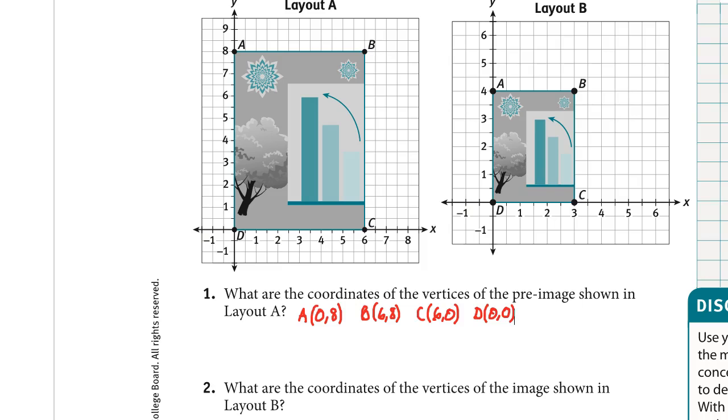In question 2, we're asked for the coordinates of the vertices of the image shown in layout B. So in the second drawing, point A is located at 0, 4. Let's write that down. And then I'll pause the video for you to write down the coordinates of the other three corners.